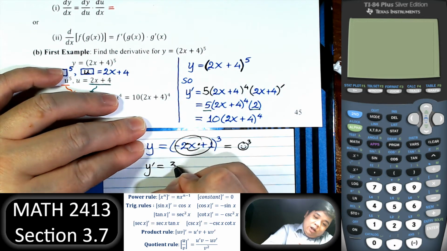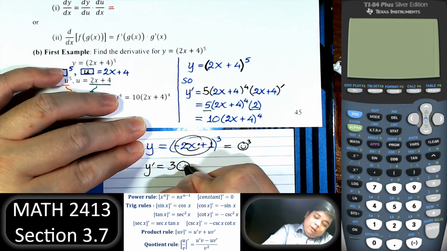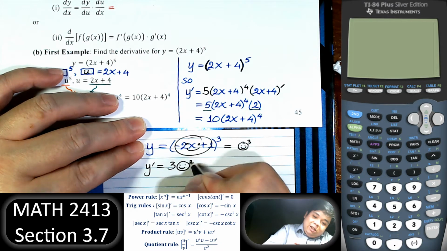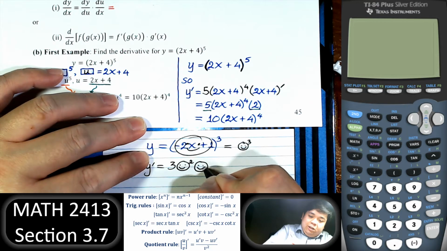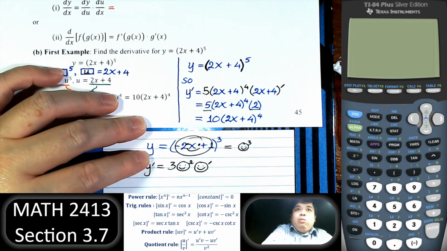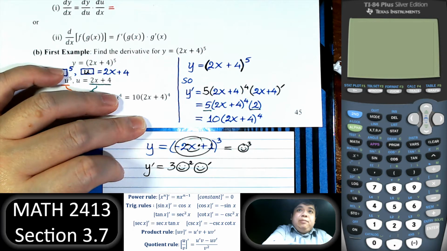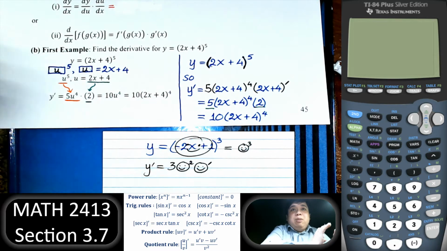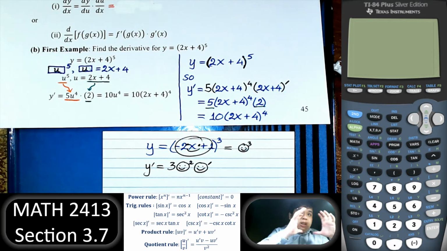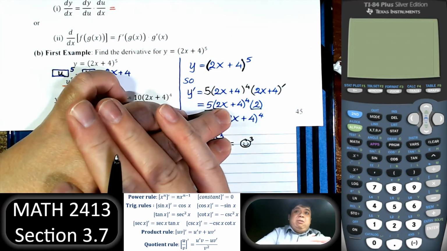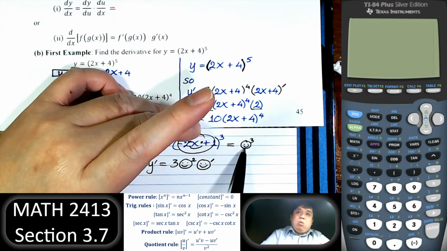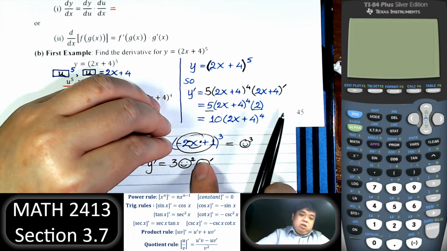is going to be 3 times the smiley face, and then the derivative of the smiley face. So it doesn't matter what it is. This time I treat the whole parentheses as one variable, and then take the derivative of that. If this is the smiley face cubed, there will be 3 times the smiley face.